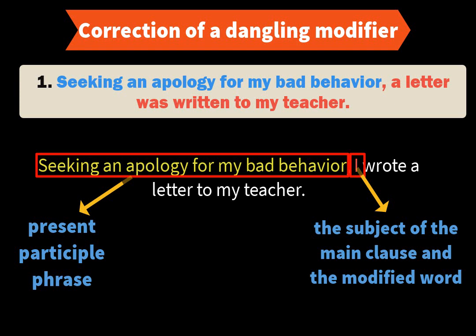So guys, when you have a complex sentence starting with a present participle phrase, the subject of the main clause is the one who performs the action in the participle phrase. All right. So here the subject of this main clause is I, and I is the one who is seeking an apology for his bad behavior. All right. So this is the first way to correct it.